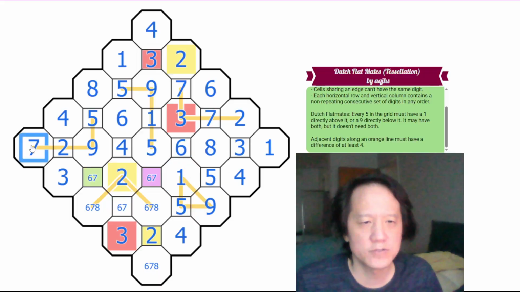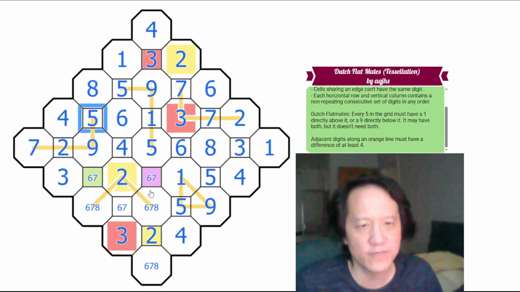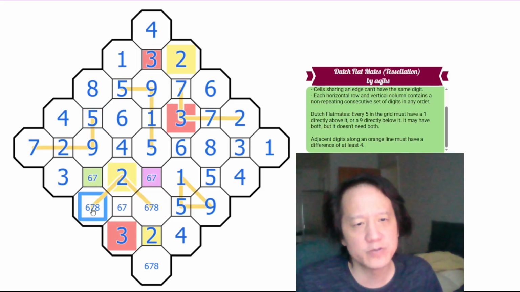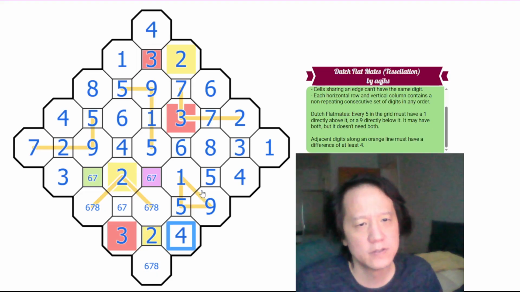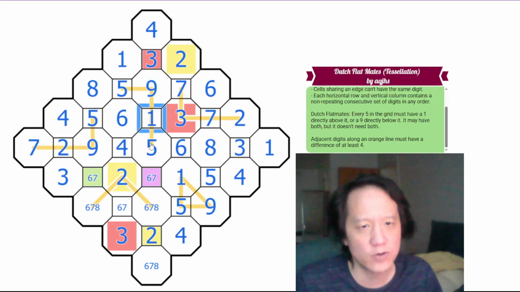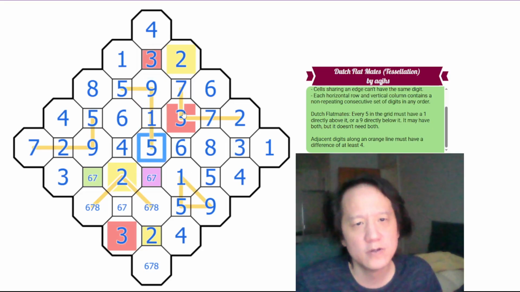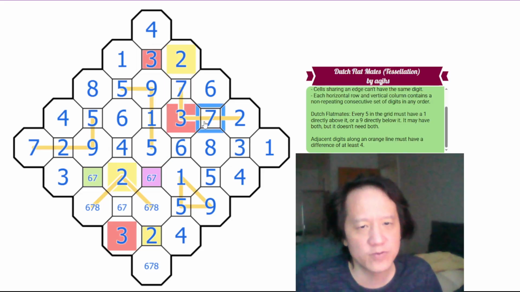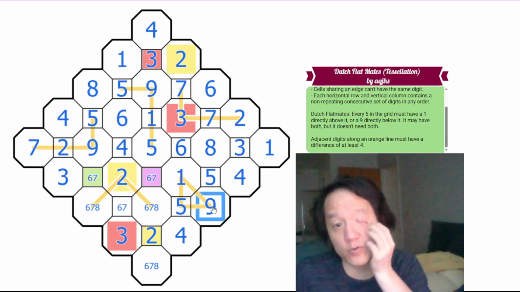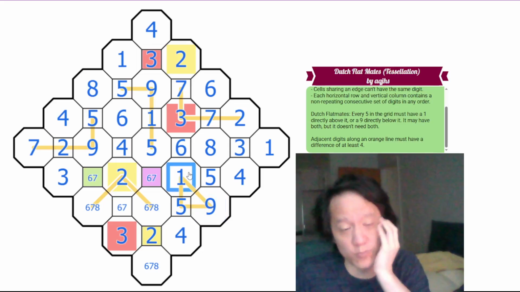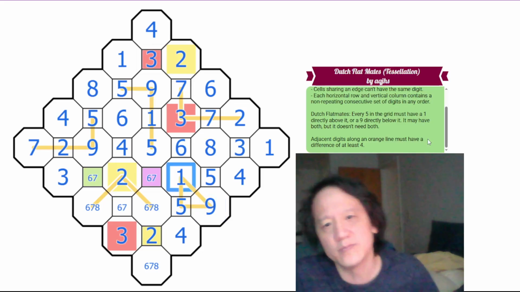Difference of 4. 7 is 5 away from 2, which is 7 away from 9, which is 4 away from 5. 2 is going to be 4 away from both 6 and 8. 5 is 4 away from 9, which is 8 away from 1, which is 4 away from 5. 7 is 4 away from 3, which is 4 away from 7, which is 5 away from 2. 1 is 4 away from 5, which is 4 away from 9, which is 8 away from 1. So this satisfies all of them.